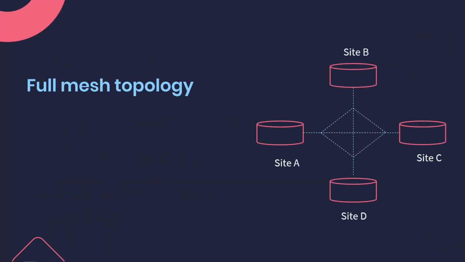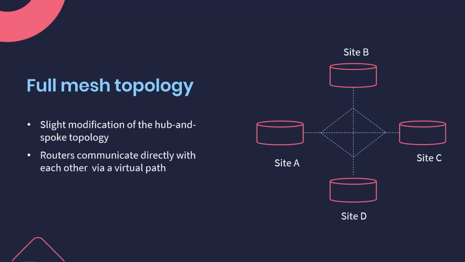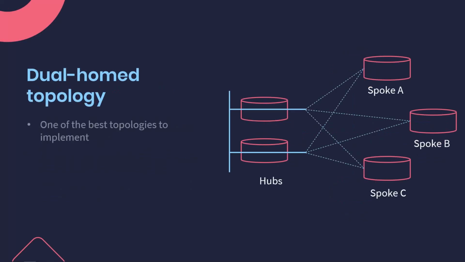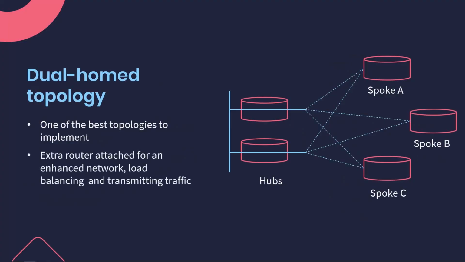The full mesh is a slight modification of the hub and spoke topology. In this case, all the routers communicate directly with each other with the use of a virtual path, but often require a lot of configuration and maintenance. The dual-homed topology is one of the best topologies to implement because of the redundancy it provides. As can be seen in this diagram, an extra router is attached for an enhanced network, load balancing, and transmitting traffic with the use of a virtual path to all the connected spokes. The drawback of this topology is that it is costly to implement.